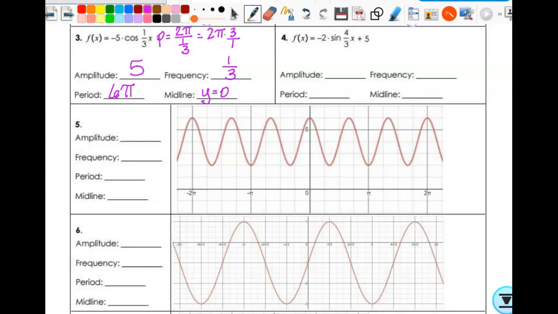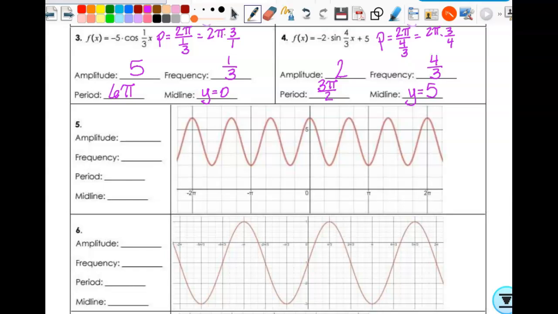What's my amplitude? 2. Good. My frequency? 4/3, right? Those both come straight from the equation. And then my period? 3 pi halves. Good. And I know for some of you, you're going to be able to do the trig, but it's that 4th grade math that's going to get you. And honestly, I don't know how to help you with that anymore if you still can't figure out fractions. But it is 2 pi divided by 4/3, which is the same as 2 pi times 3/4, and you figure it out from there. My midline is y equals what? 5.